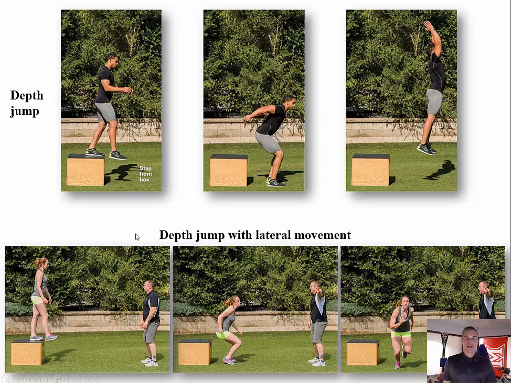To increase the intensity here, the athlete may perform a depth jump with lateral movement. So in this example, the female athlete is going to step off the box. Immediately, as soon as her feet contact the surface, the coach standing in front of her is pointing in one of two directions, with the athlete as quickly as possible landing and then exploding forward or laterally in that given direction.